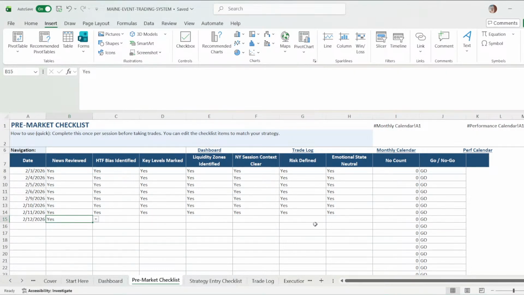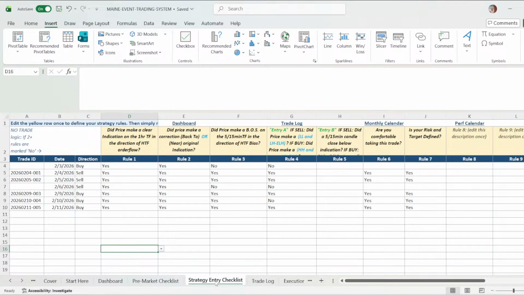And again, all these must be yeses in order for me to go to my strategy entry checklist, which is here. If we have 2 of these saying that I did not check, then we do not proceed and we do not trade for the day. Period. Higher time frame bias identified. Let's go look at it.